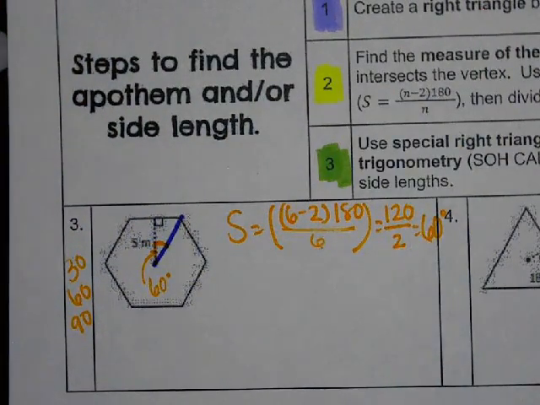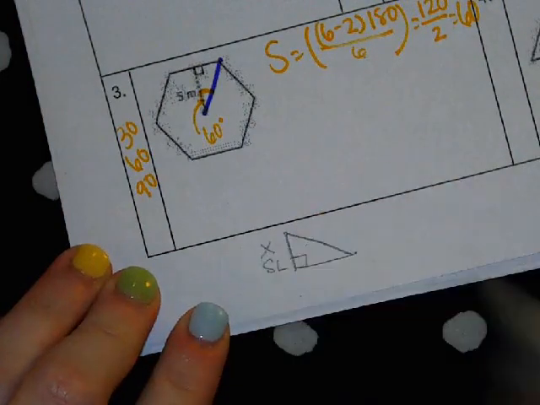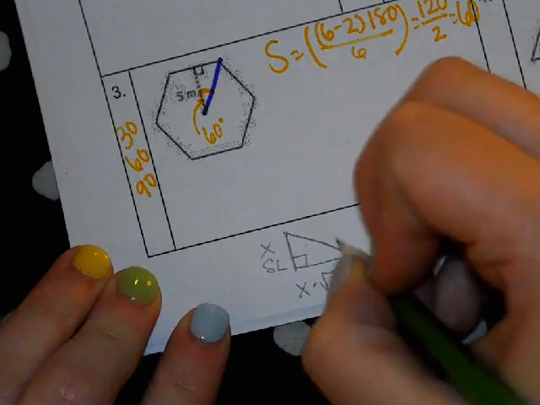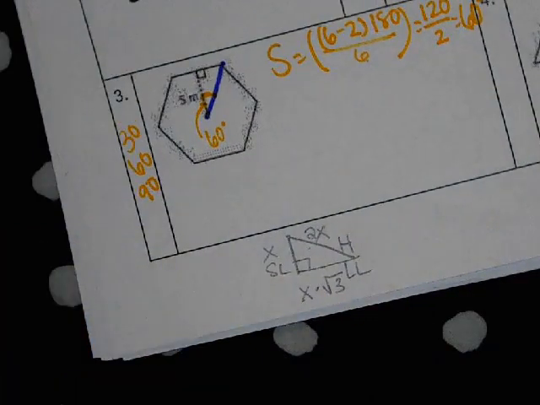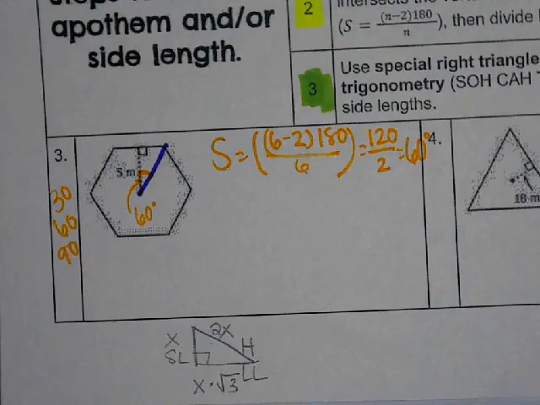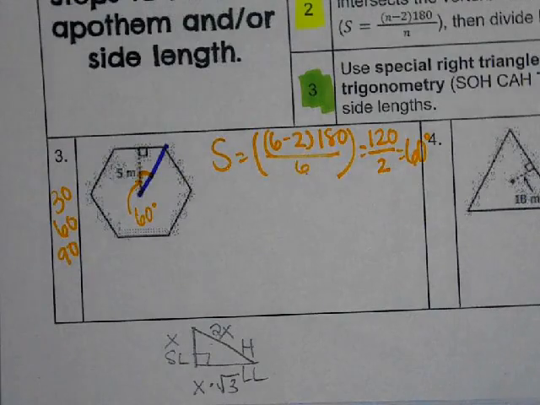Now if you think back to special right triangles, it was a few units ago, I know. A special right triangle that is 30, 60, 90 follows this format. My short leg is x, my long leg is x times the square root of 3, and my hypotenuse is 2x. That is the reminder of a 30, 60, 90 special right triangle. So if you look at what's given to you here, that's this 5 meter. Is that 5 meter a long leg, a short leg, or a hypotenuse? It is the long leg.